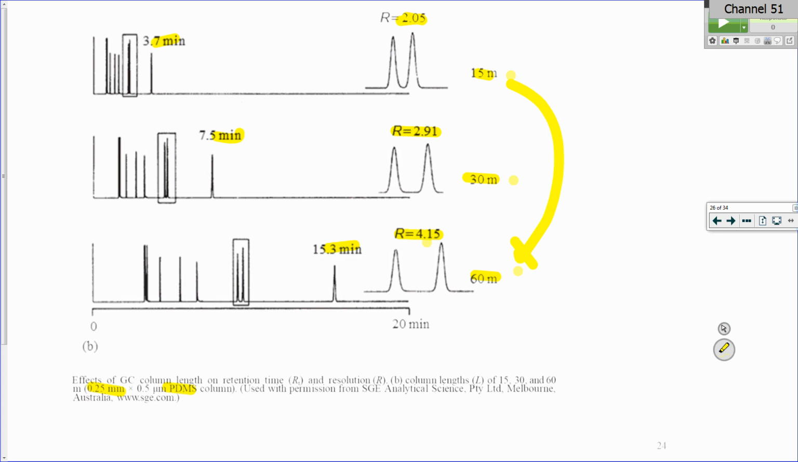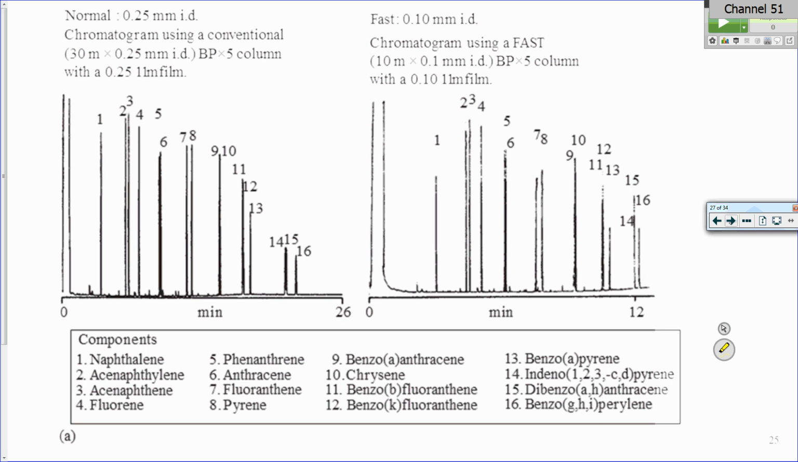So if you need to increase your resolution by a factor of 2, it's common to go 4 times longer in length. And when you go to a 60 meter column, you're talking about a column that's at least going to cost $1,000. They're going to be pretty expensive.